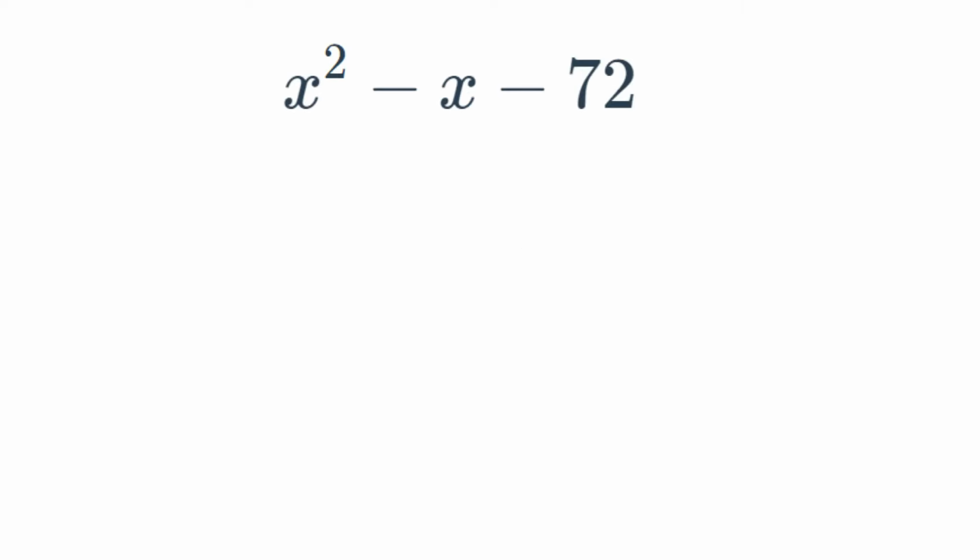Another expression we have here, notice again, we're dealing with an a value of 1, so there's no GCF. It's x squared. There's only one way to split x squared, and that's an x in either side.